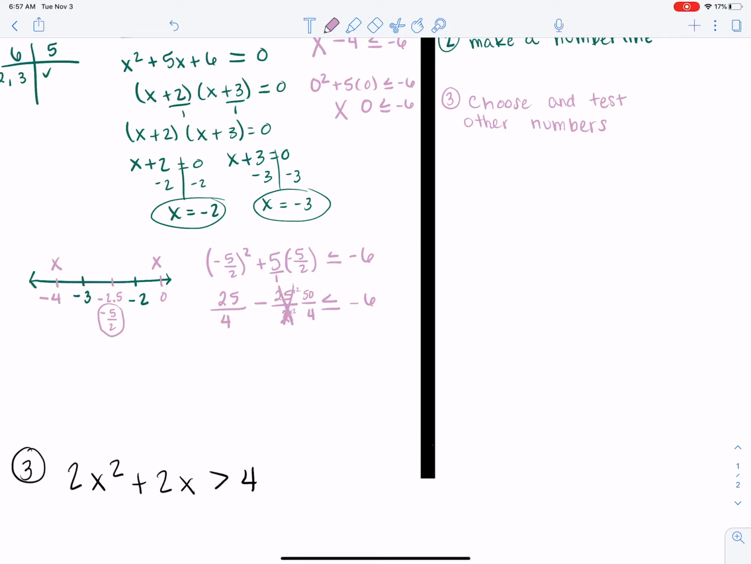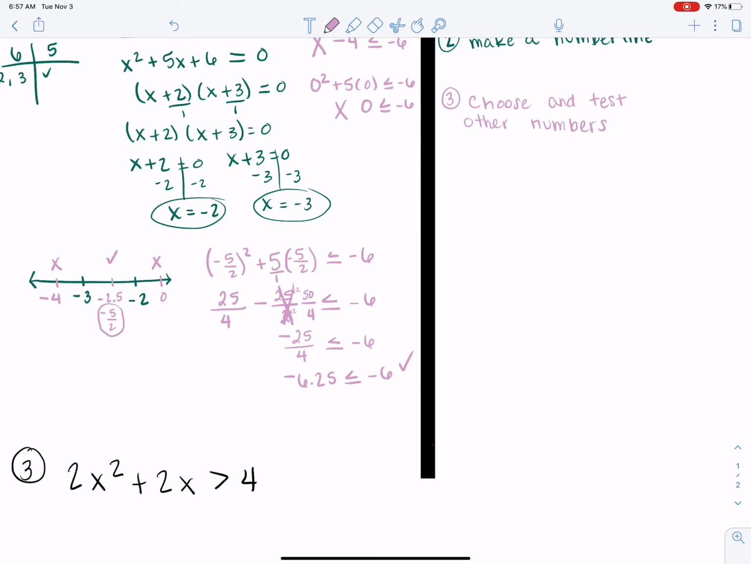So 25 over 4 minus 50 over 4 is -25 over 4. We need to know if that is less than or equal to -6. So -25 over 4 is really -6.25. And -6.25 is more negative than -6. So it is less than, because it is to the left of -6. Yes, it is a bigger negative number, so it is less than -6.